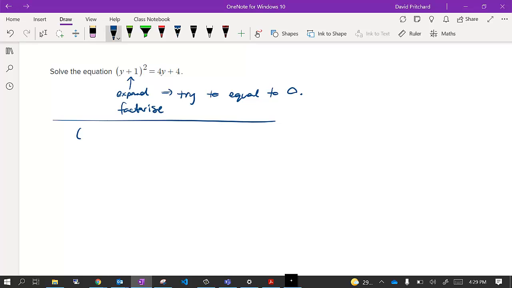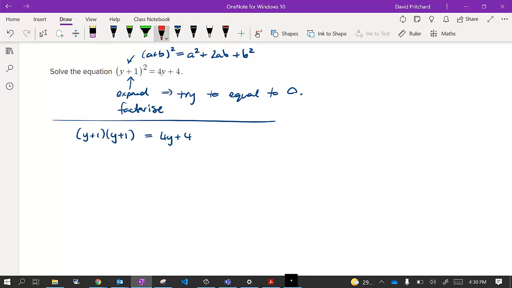Now, for me, I like to remember that a plus b squared pattern, where it's going to be a squared plus 2ab plus b squared. I'll show you quickly both ways that we could go about this. So if you don't like that pattern at this stage, I do implore you to practice and get to a point where you feel really confident with it. But if you don't remember that, you can say that y plus 1 squared is y plus 1 multiplied by y plus 1. We've still got our 4y plus 4 there.